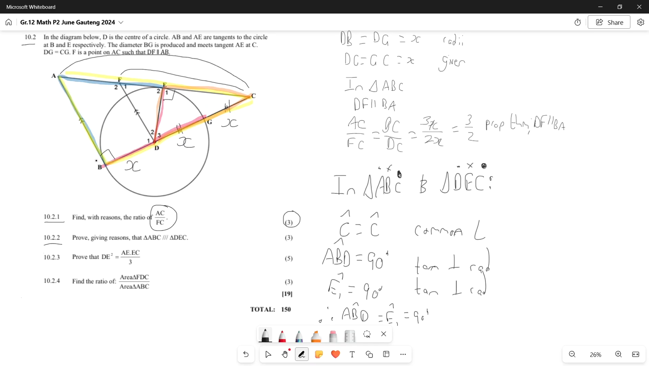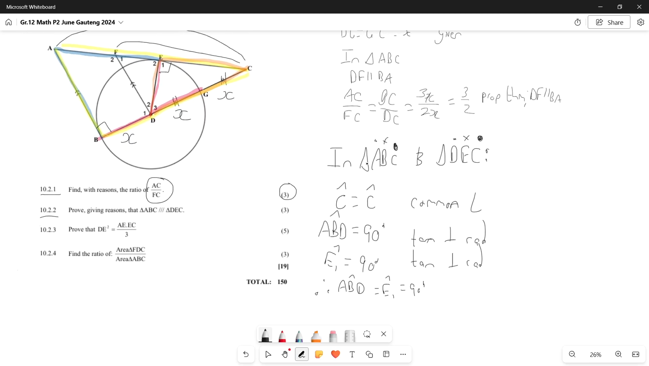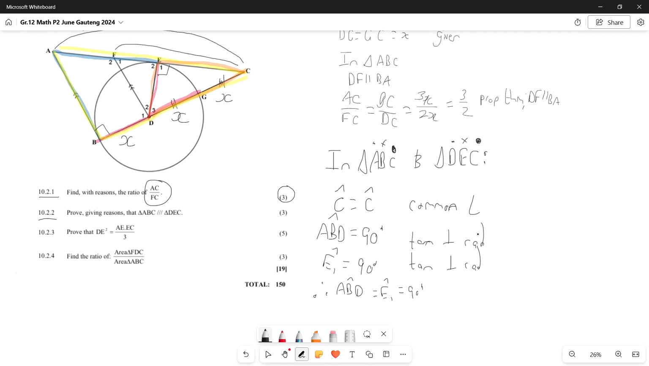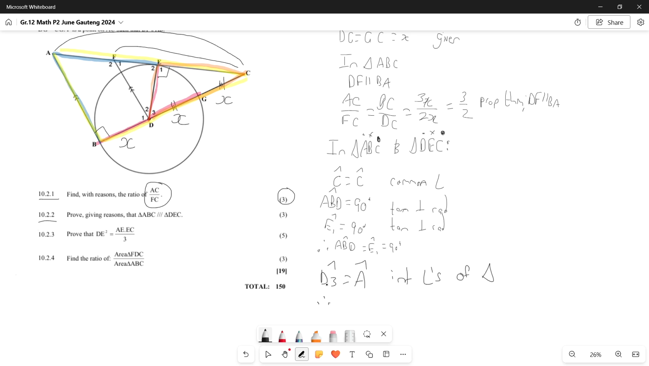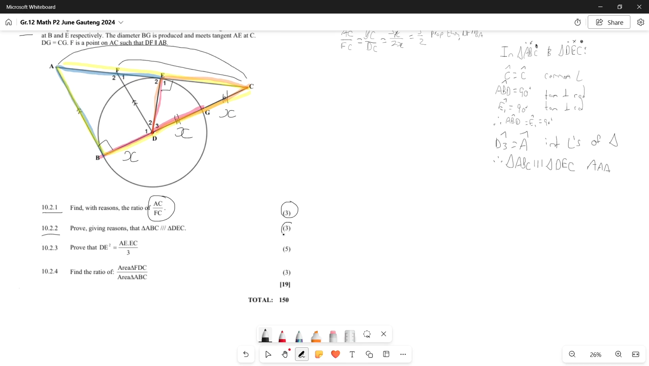So we have a common angle, B is 90, E1 is 90, and therefore D3 over here equals A over there. The third angle because of interior angles of a triangle, which means we can just go ahead and write that. D3 equals angle A because int angles of triangle. And that means that we have three angles that are exactly the same, and therefore we have proven similarity. Therefore, triangle ABC is similar to triangle DEC. So they're not exactly the same, but the angles are the same and their sides are in proportion. And this is because of AAA. Great. And that would earn us 3 marks over there.